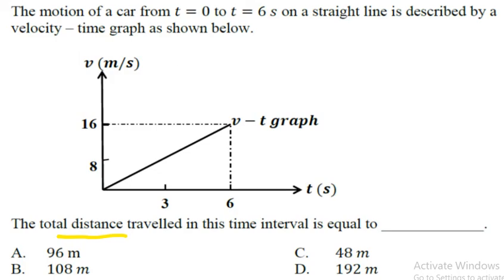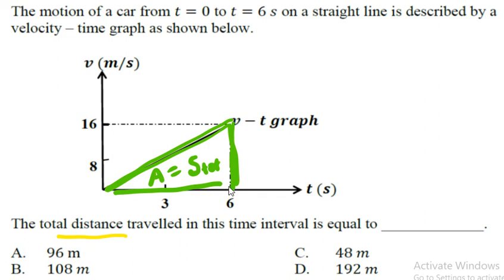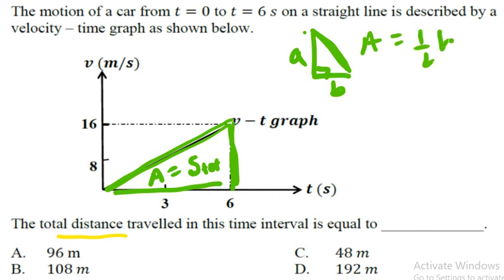So we need to calculate the area bounded by the line and the time axis. As you see, this region, the area will give us the total displacement. What is this? It's a right angle triangle. If you have a right angle triangle, the two perpendicular lines are the legs and the longer one is the hypotenuse. If the legs are A and B, the area will be half times base times height. That is the formula. The base and the height will be the two legs, because they are perpendicular.